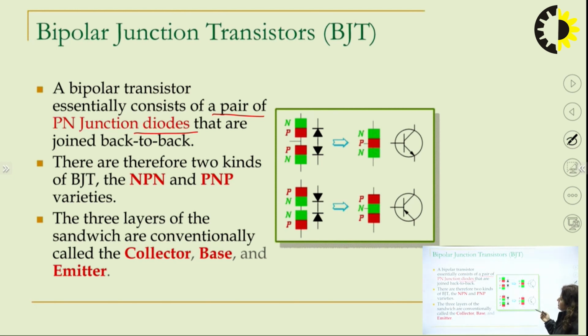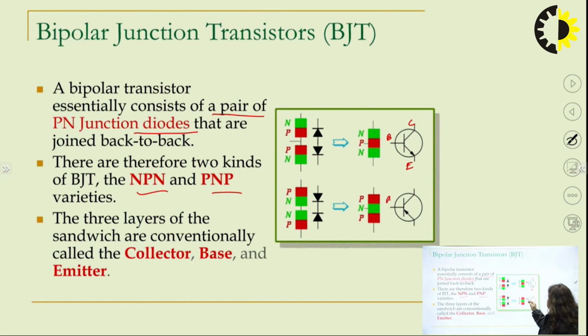So the PN junction transistor is created with the help of two PN junction diodes joined back to back. There are two kinds, that is NPN and PNP varieties. The three layers of the sandwich are conventionally called the collector, base and emitter. So we have three points here, that is emitter, base, collector. This point is emitter, this point is base, this point is collector. The collector is basically for collecting the current. In between the base and emitter, the current will start initiating, or you can say that will give you the input current.